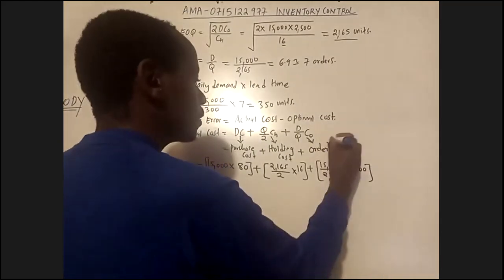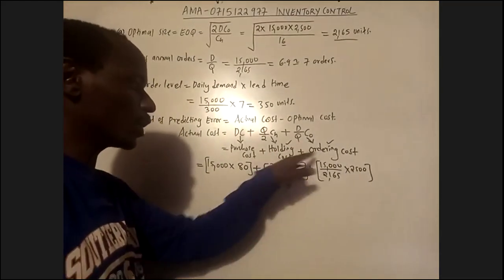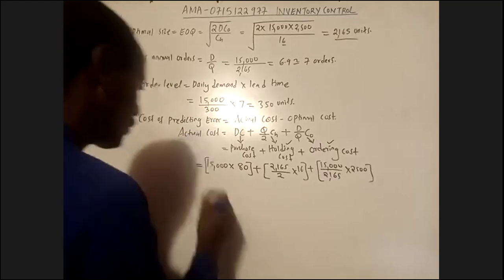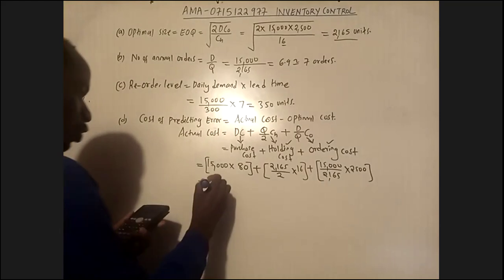Remember ordering cost. Now this one, uncertainty is not the same. Remember, holding cost and ordering cost are always the same in the case of uncertainty. So this one is 1.2.